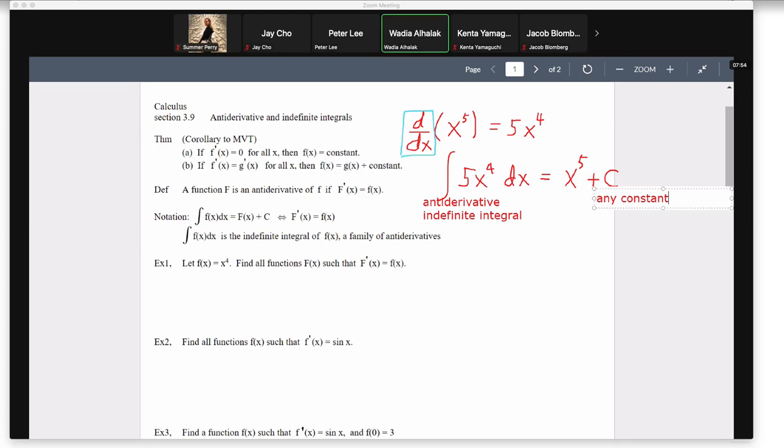Can the constant be 0? Yeah, the constant can be 0. Yes. Now, let me make some comments about this.